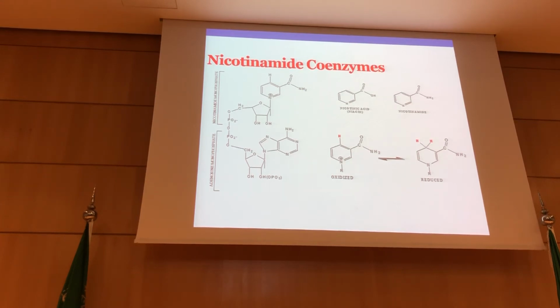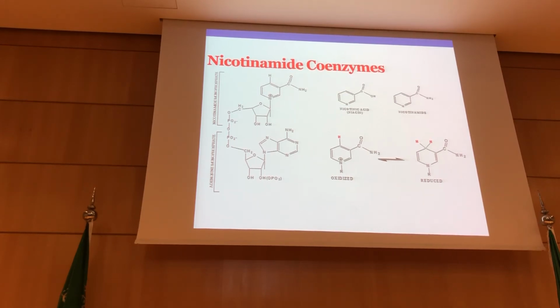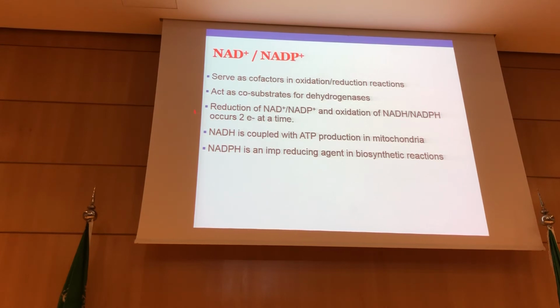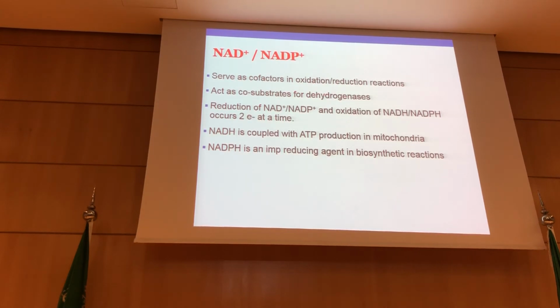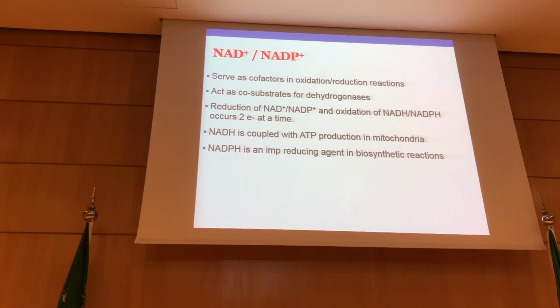I will not ever ask you about the structure, but you should know the function of NAD+ and FAD. NAD+ is a cofactor in oxidation reduction reactions. It is a co-substrate for the dehydrogenase enzymes, such as lactate dehydrogenase and succinate dehydrogenase, the enzymes that you have studied before. And NADH is coupled with ATP production in the mitochondria.